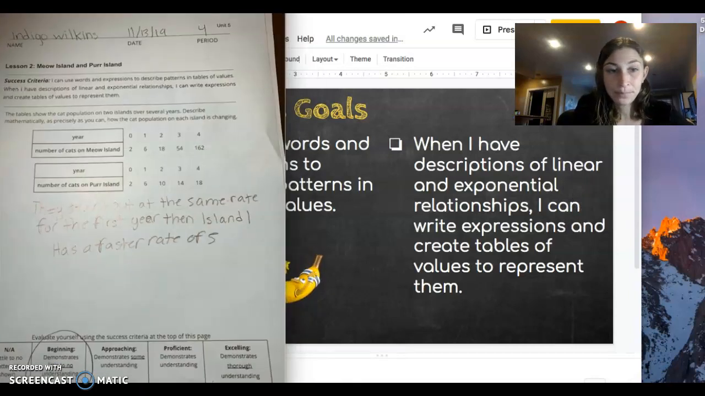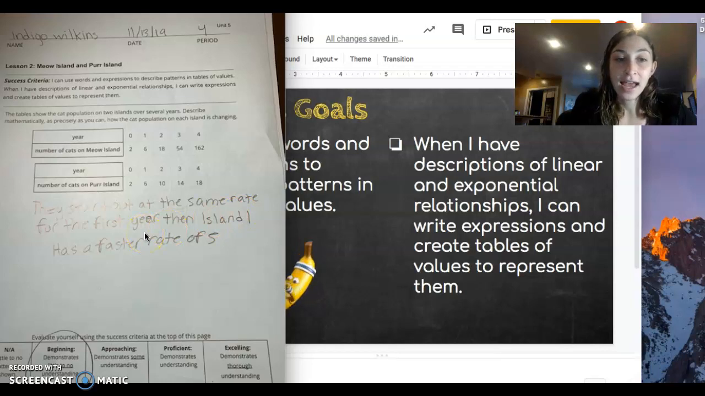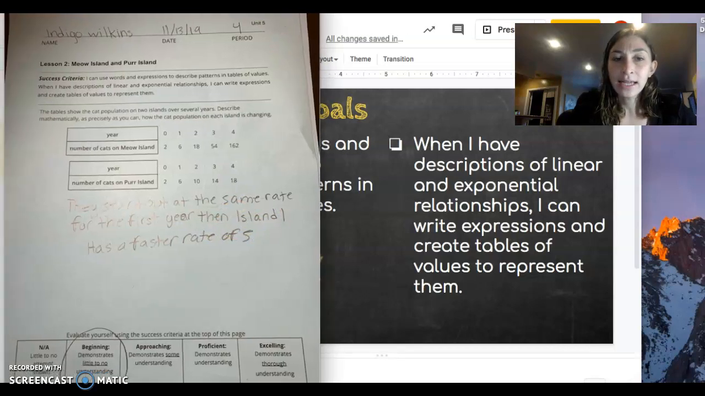This student here received a beginning, which demonstrates little to no understanding. She says here they start out at the same rate for the first year, then Island has a faster rate of 5. She says they start at the same rate, which shows the tables are similar, the first right here. But I don't know exactly what the rest means at all. I don't even know where she got this number 5. So I gave her a beginning. She attempted it, so I could not give her a little to no attempt shown. That's actually how we grade all of our exit tickets.